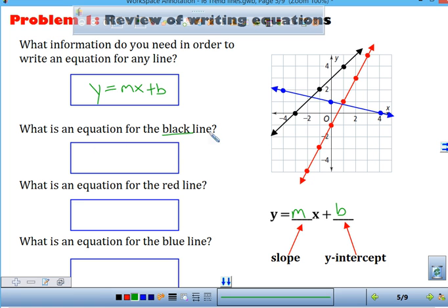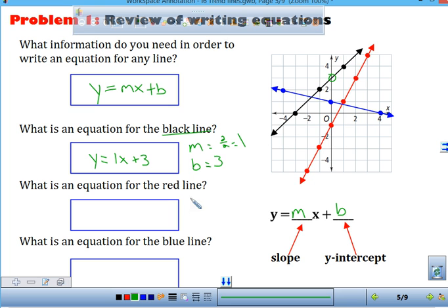So starting with the black line, what is our slope and y-intercept? Which one is the easiest to see? The y-intercept. Okay, because it hits the y-axis at 3. And then we find our slope. What's the definition of slope? Rise over run. So I find 2 points. Rise 2, run 2. 2 over 2 simplifies to 1. So our equation: y equals 1x plus 3. Okay, very good.